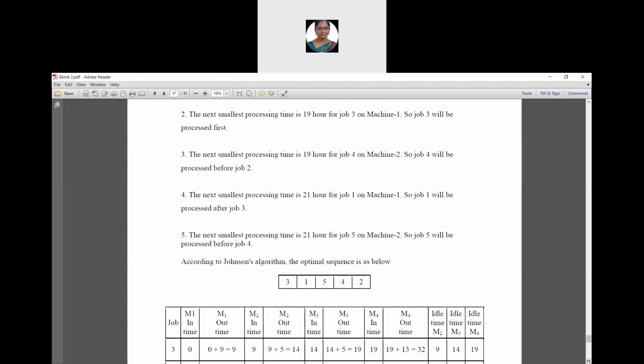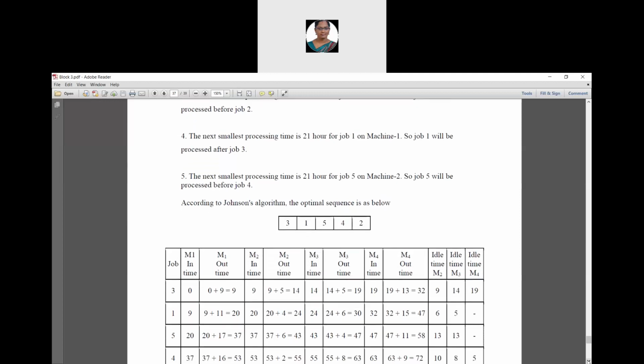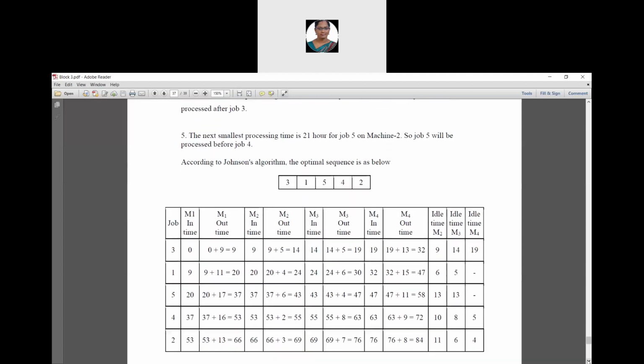Then the next smallest processing time is 21 hours for job 1 on machine 1, so job 1 will be processed after job 3. And finally, the next smallest processing time is 21 hours for job 5 on machine 2, so job 5 will be processed before job 4. According to Johnson's algorithm, the optimal sequence is 3, 1, 5, 4, 2.